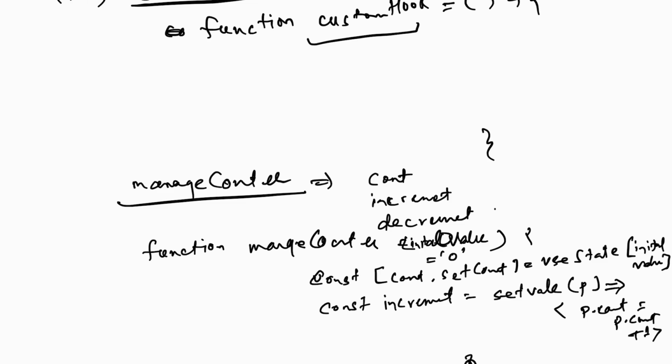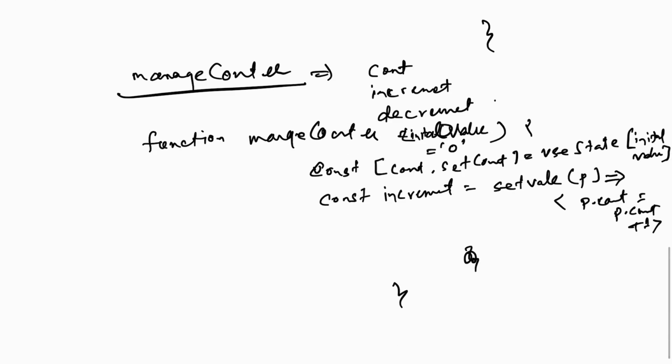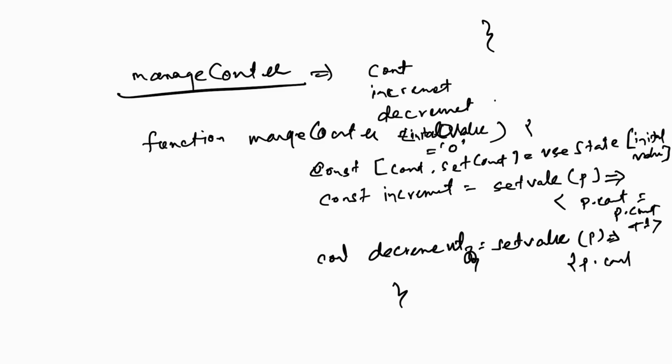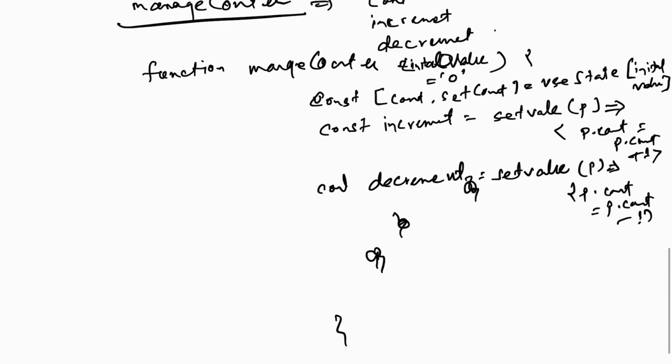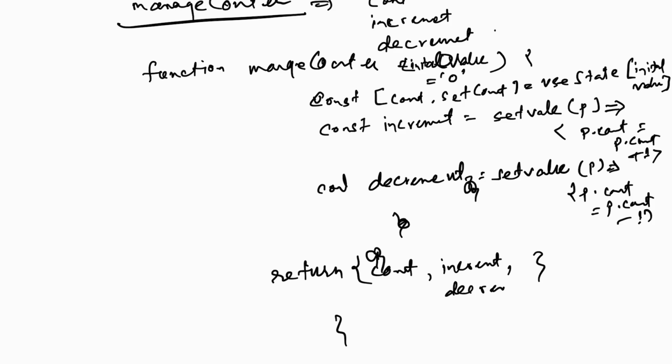Okay. And similarly, I can have some decrement, const decrement, set value, p dot count is p dot count minus one. Okay. And what I can do from this custom hook, I can return all of these things. Okay. So what I'm doing, I'm returning the value of the count and increment and decrement.